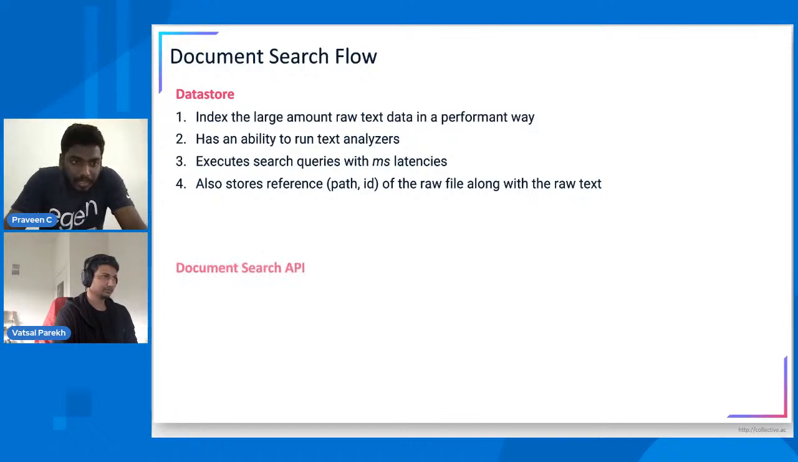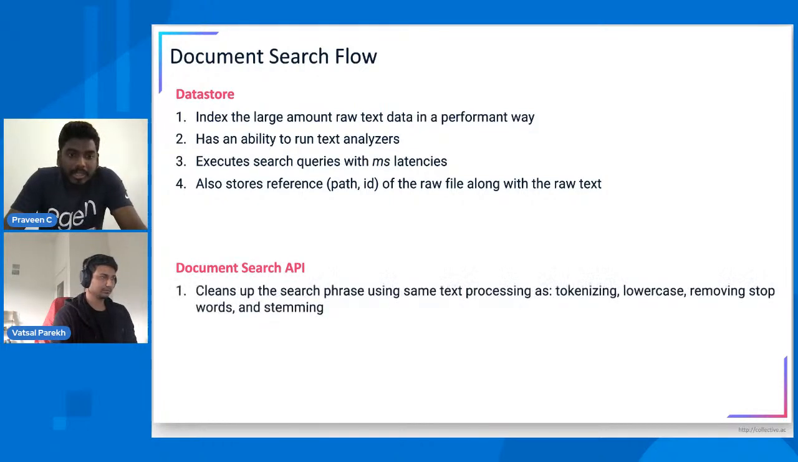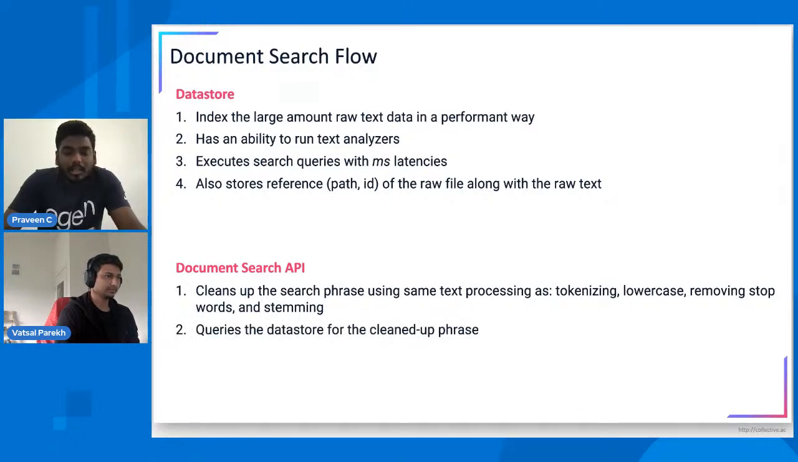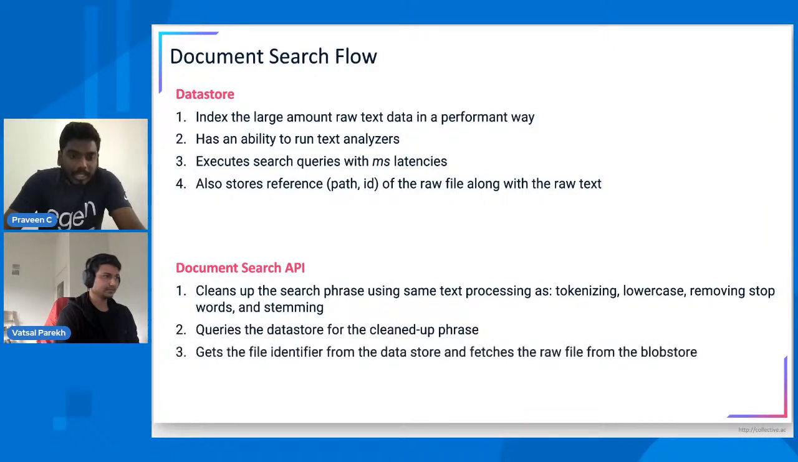Now for the document search API, we need to do the reverse for the search key. The document search API should handle tokenizing, lowercasing, removing stop words, and stemming for the search keyword as well. We need to do that in this document search API. And of course, we build up the queries and hit the data store with them.